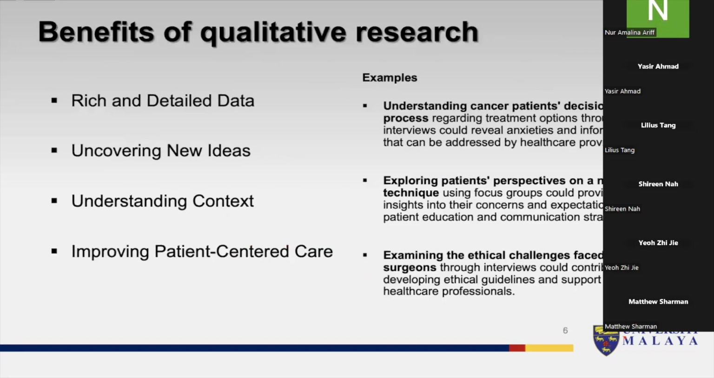The benefit of qualitative research is that you can obtain rich and detailed data, and you can uncover new ideas, understanding the context. For example, you explore the factors, barriers, and motivators for certain health conditions. By using qualitative, maybe with mixed methods, you can understand the actual context, the why. From the questionnaire, you understand the what, and from qualitative, you understand why it happens. You can also improve patient-centered care, because usually when we do research, we want to develop an intervention, for example, and from qualitative research, you can use the findings to tailor your intervention according to the needs of your patients.